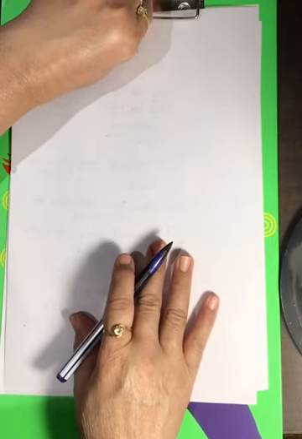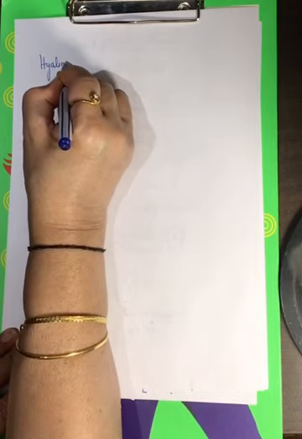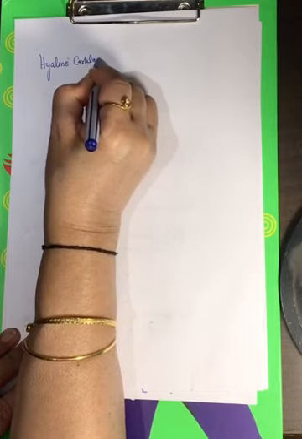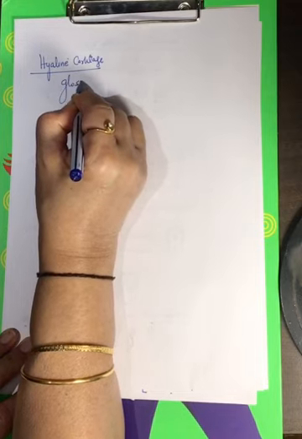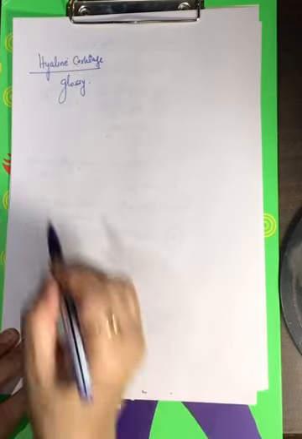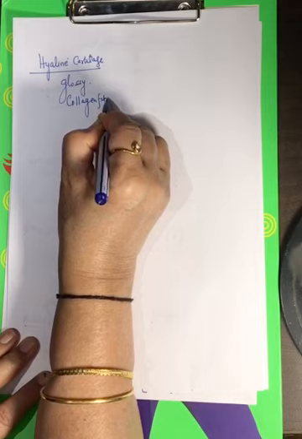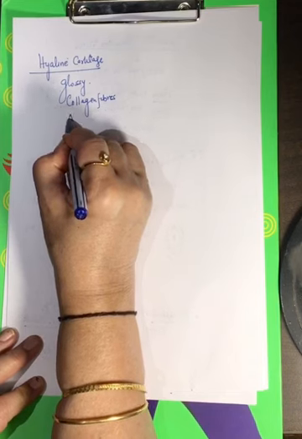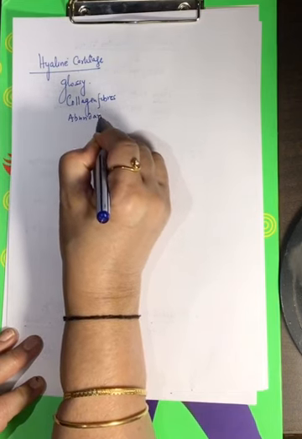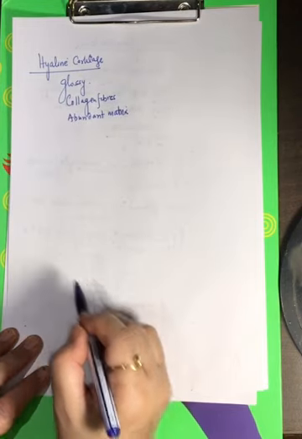We can classify the cartilage into 3 types. We have 3 types of cartilages. Hyaline cartilage. Hyaline cartilage is glossy, and it has collagen fibers. But in hyaline cartilage, there is abundant matrix, so these collagen fibers are masked.